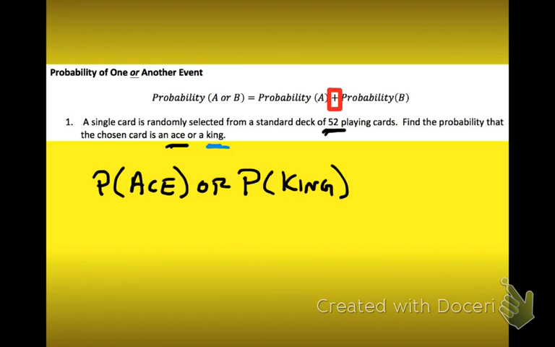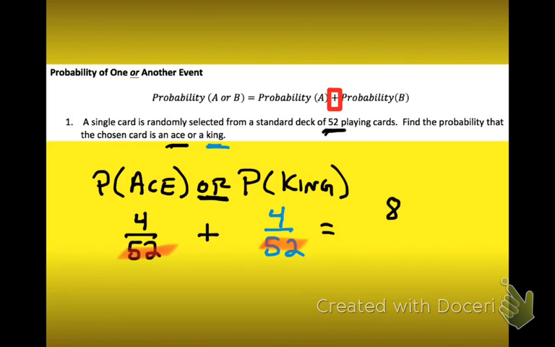Well, as everyone knows, there are 4 aces in a deck of cards, so 4 out of 52. And hopefully we also know that there are 4 kings out of 52. So if we are doing an OR problem here, we are going to add those together. We already have our common denominators, so we're going to go ahead and add the tops, and you'll end up with 4 plus 4 is 8 possible cards out of 52. So your probability of getting an ace or a king if you're drawing a random card is 8 out of 52.